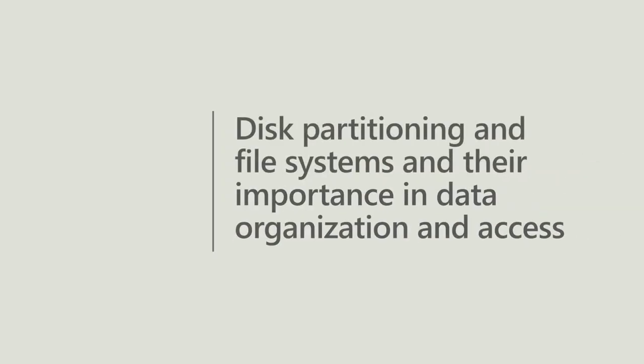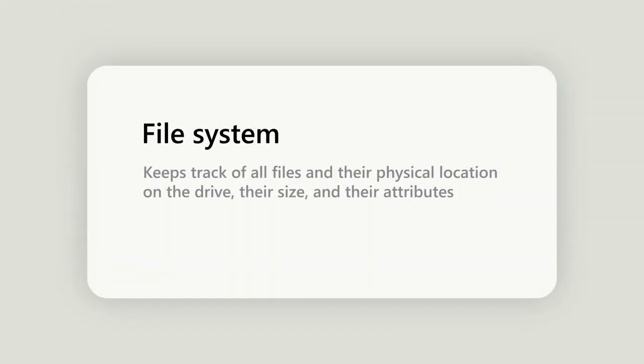Next was disk partitioning and file systems and their importance in data organization and access. You learned about the master boot record, also known as MBR, or the GUID partition table, or GPT for short. The MBR is an older standard that supports disks up to 2 TB in size and allows up to 4 primary partitions. In contrast, GPT is a newer standard that supports disks larger than 2 TB and allows for virtually unlimited primary partitions. Recall that a file system keeps track of all the files on a disk, including their physical location on the drive, their size, and their attributes like permissions and timestamps.